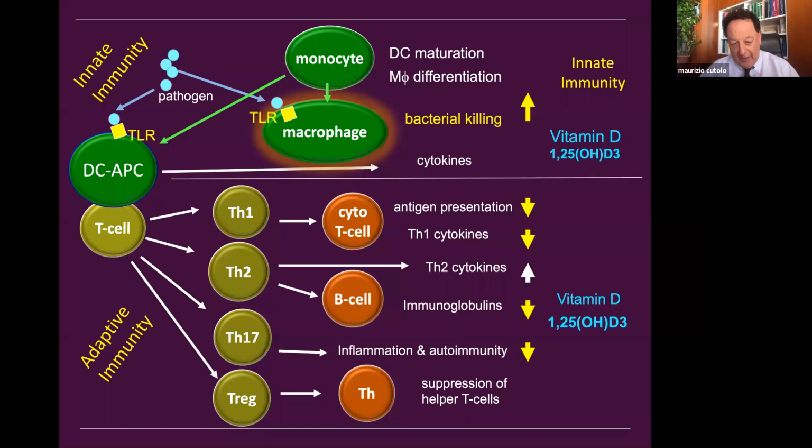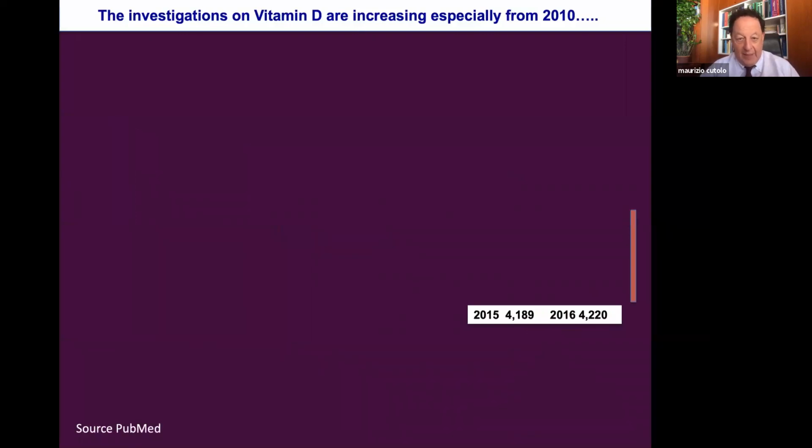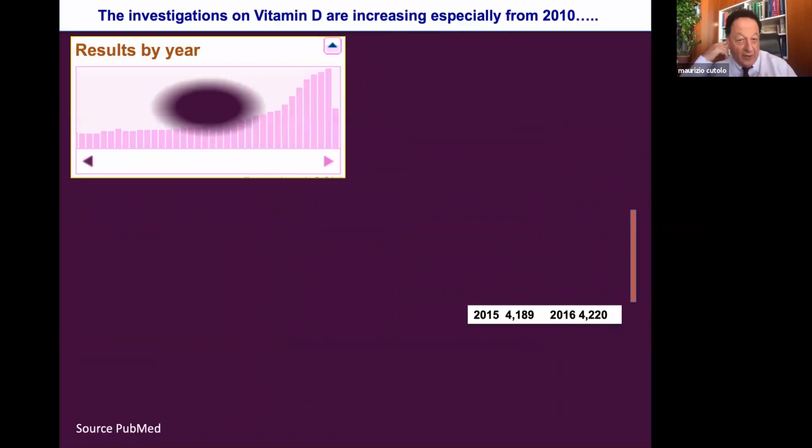And generally, like glucocorticoids, vitamin D increases the anti-inflammatory cytokines, like the Th2 lymphocyte cytokines, and suppresses the helper T cells. So it exerts a real activity like cortisol, like glucocorticoids. And the research on vitamin D has been increasing in recent years in a tremendous manner.